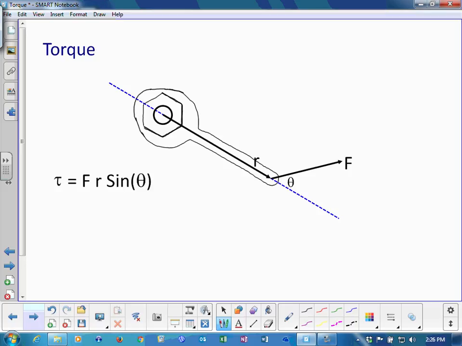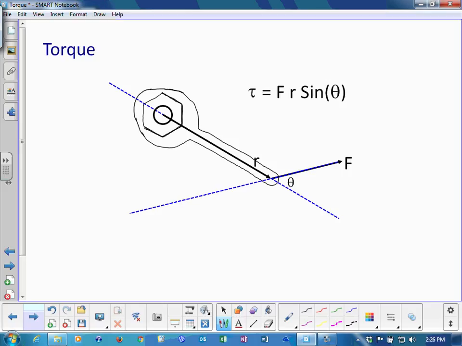Or we could also look at it this way. We could take the r and put it inside the parentheses here. And so now we're saying that the torque is equal to the force times r sine theta. Okay? And we have to say, well, what is the significance of that? What is r sine theta? What could that possibly be physically?